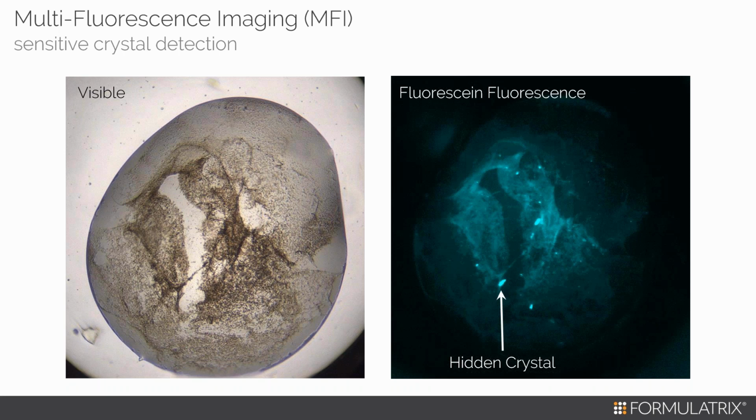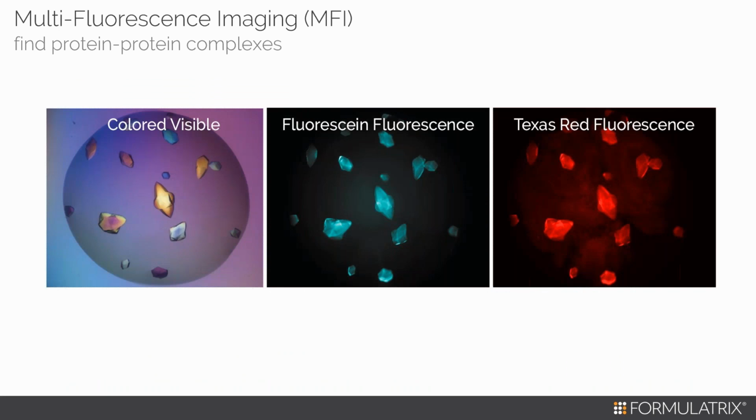As you can see in this particular example, there are crystals which are hidden underneath the precipitate, but they are not visible under the visible light path. But because the protein was labeled, when you image the same drop using fluorescein fluorescence, you can clearly see those crystals.